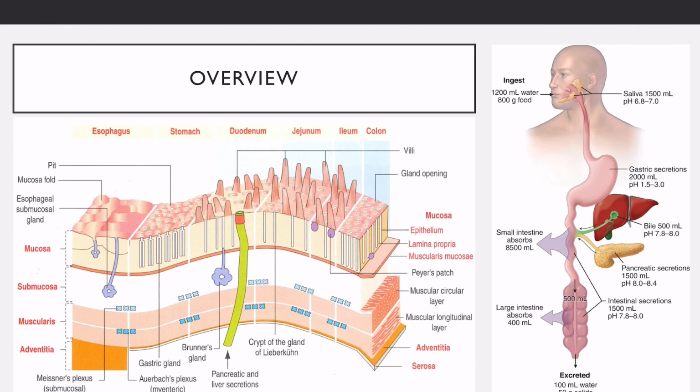The organs of the GI tract are covered by either a serosa or adventitia. Adventitia is a connective tissue layer that covers organs that are attached to the body wall. Serosa covers the rest of the organs and is comprised of a simple squamous epithelium, the mesothelium, and connective tissue.